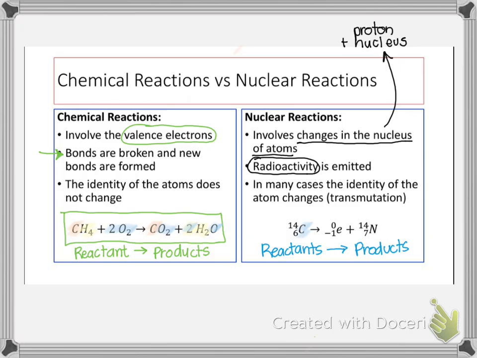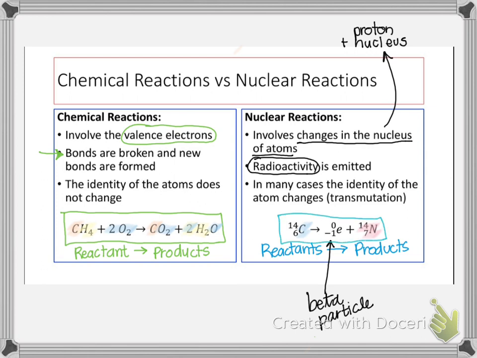So the element has changed due to the emission of the radioactivity. So if we look on the product side, we see, oh, there's now nitrogen right there. And then there's another really weird symbol for us right there. This is a symbol for a beta particle, which we're going to learn about. That's radioactivity. So because we are having changes in the nucleus, and it's the number of protons that determines the identity of the atom, in nuclear reactions, we actually have a transmutation, or a change in the identity of the elements that are there.